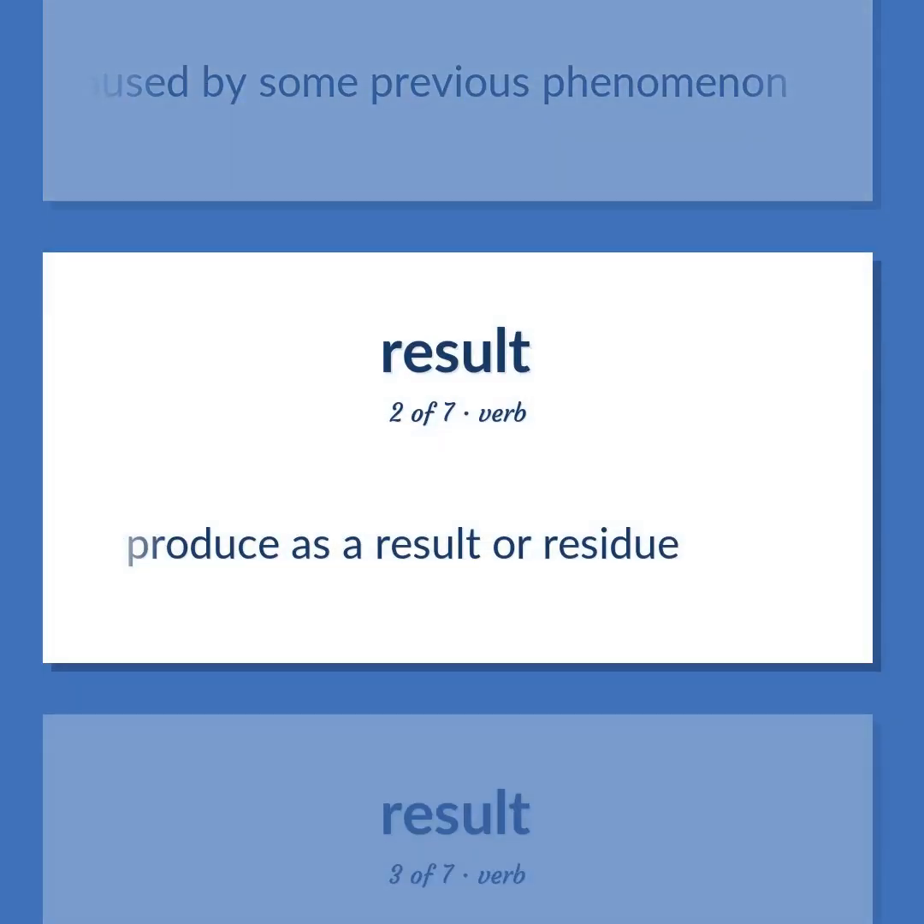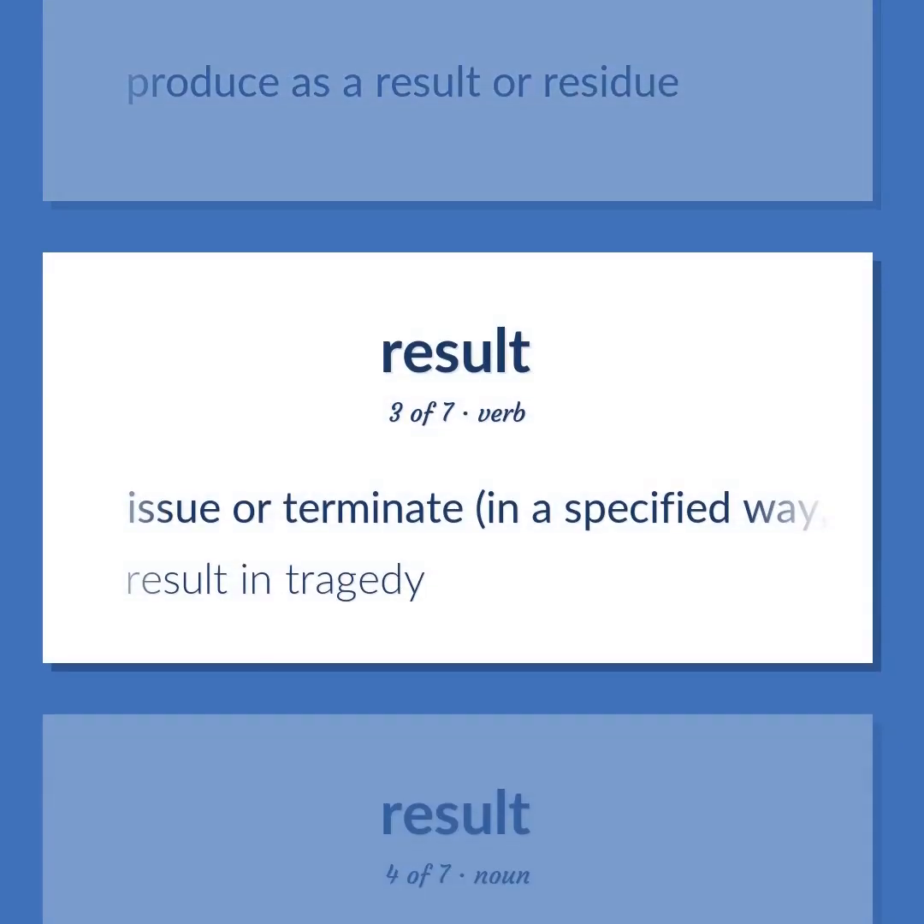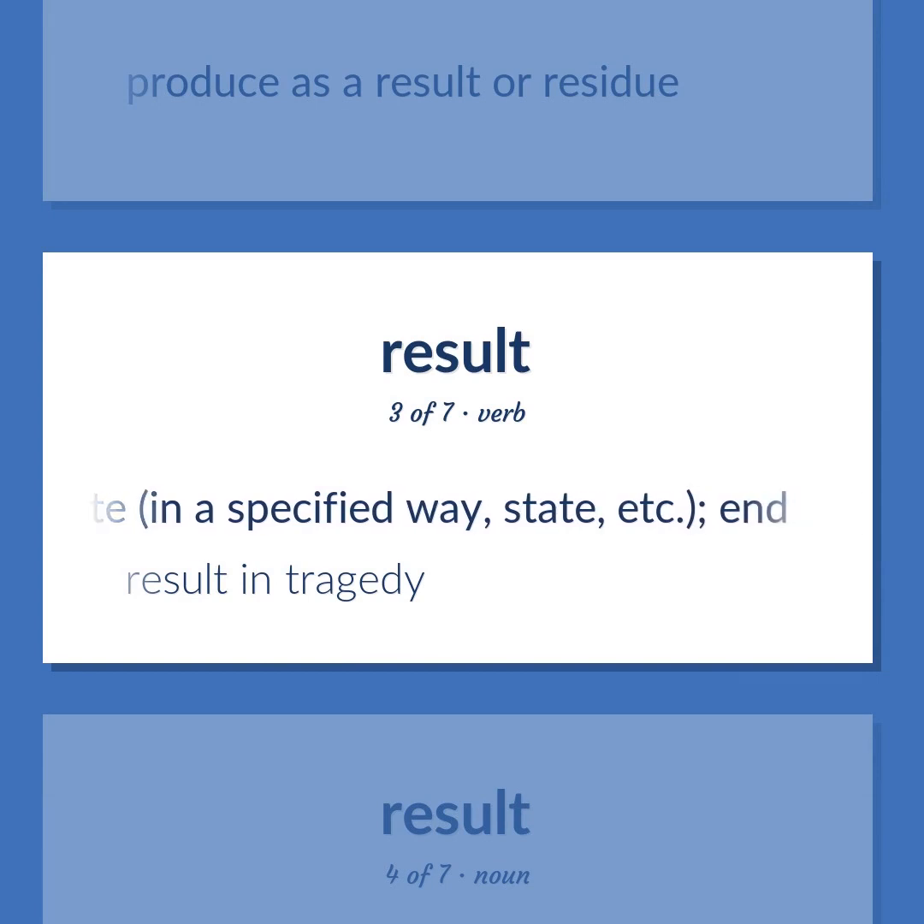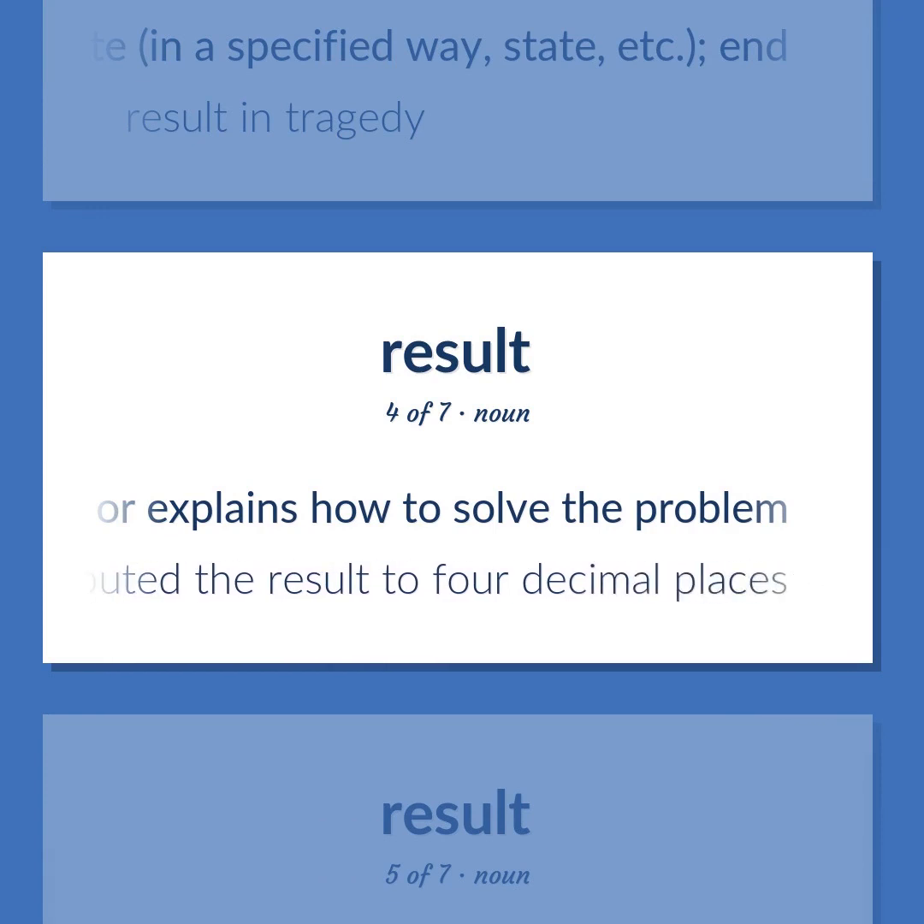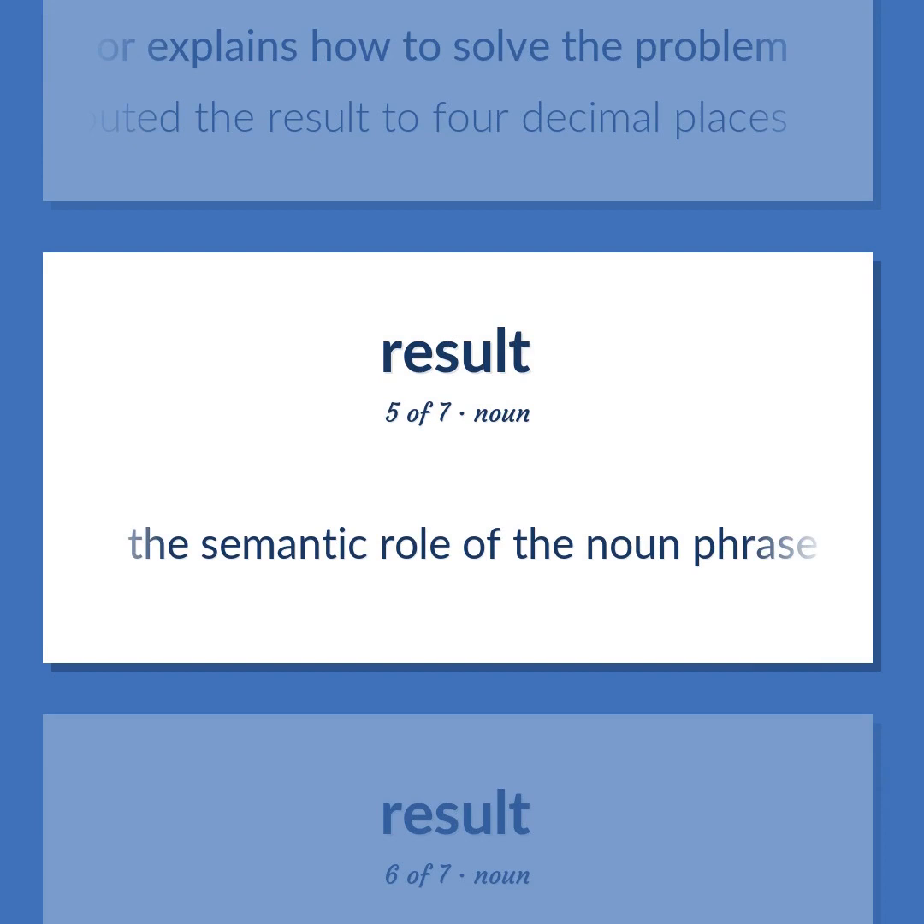Produce as a result or residue. Issue or terminate, in a specified way, state, etc., end. Result in tragedy. A statement that solves a problem or explains how to solve the problem. He computed the result to 4 decimal places. The semantic role of the noun phrase whose referent exists only by virtue of the activity denoted by the verb in the clause.